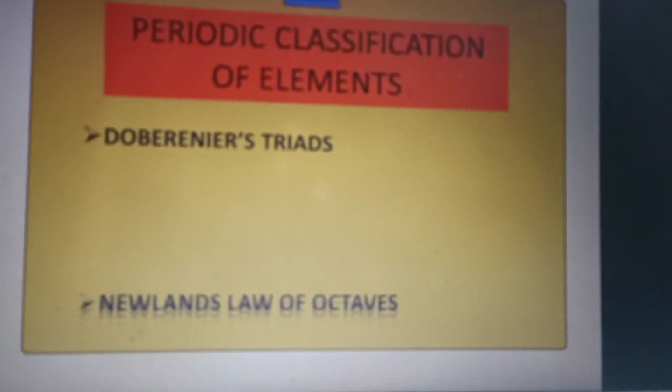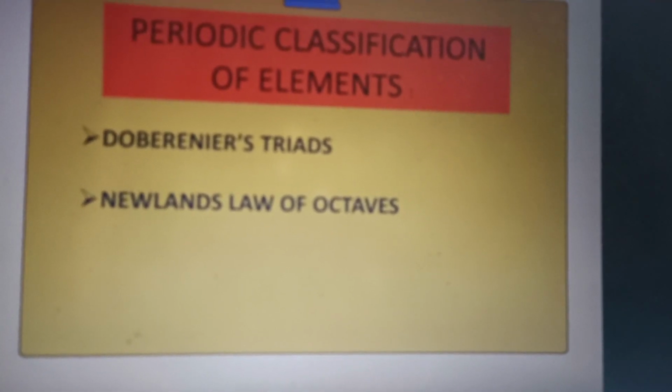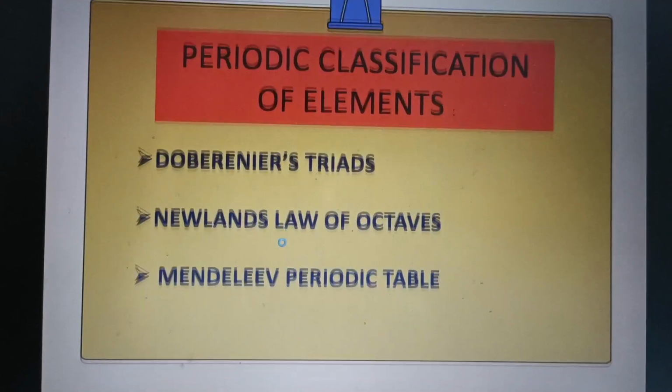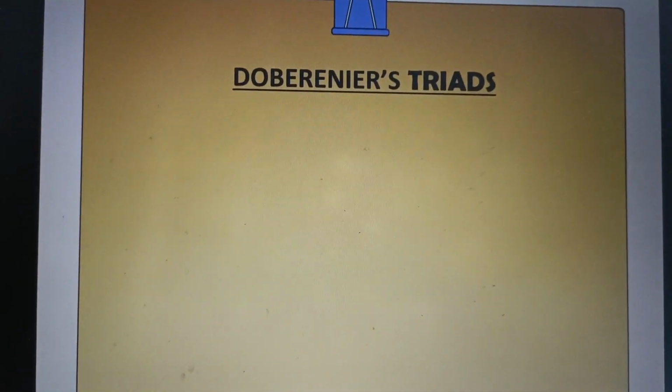Today's topic is periodic classification of elements. So, in your book, you have three types. One is Dobereiner's triad, then the other one is Newland's law of octaves, and the other one is Mendeleev's periodic table. So, let's see Dobereiner's triad.